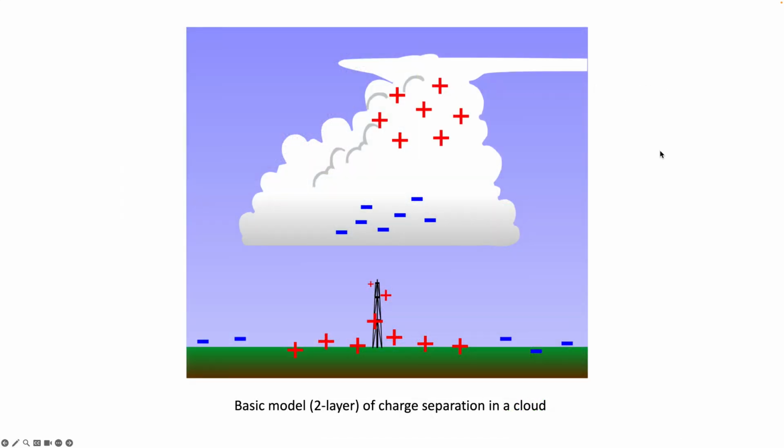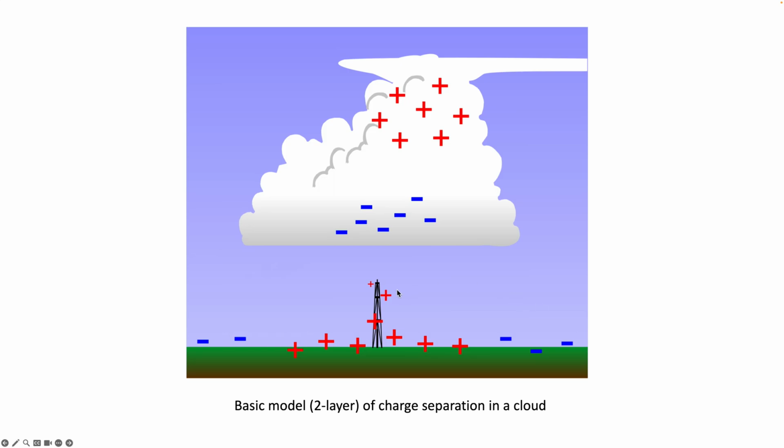Now, my very basic understanding of lightning comes down to the two-layer model of charge separation in the cloud. When we don't have thunderstorm activity, the Earth's surface basically serves as a universal ground. So it's basically an infinite ground for electrons, and so it's negatively charged.